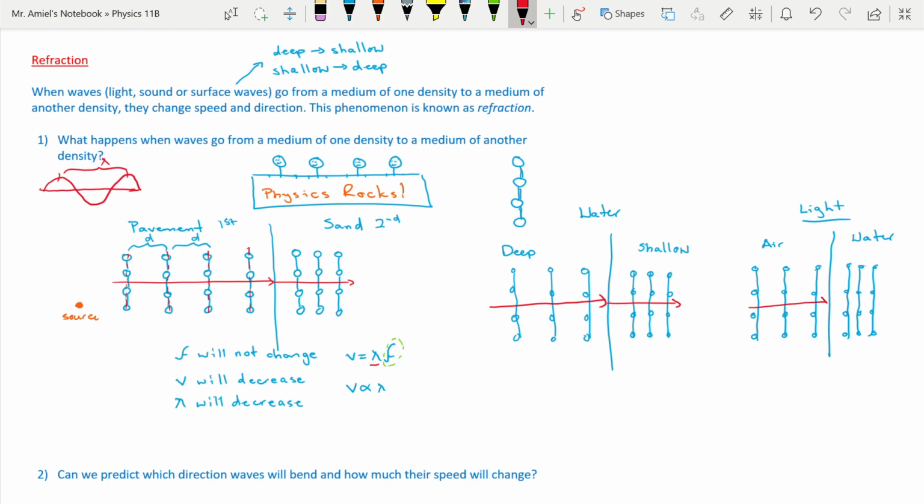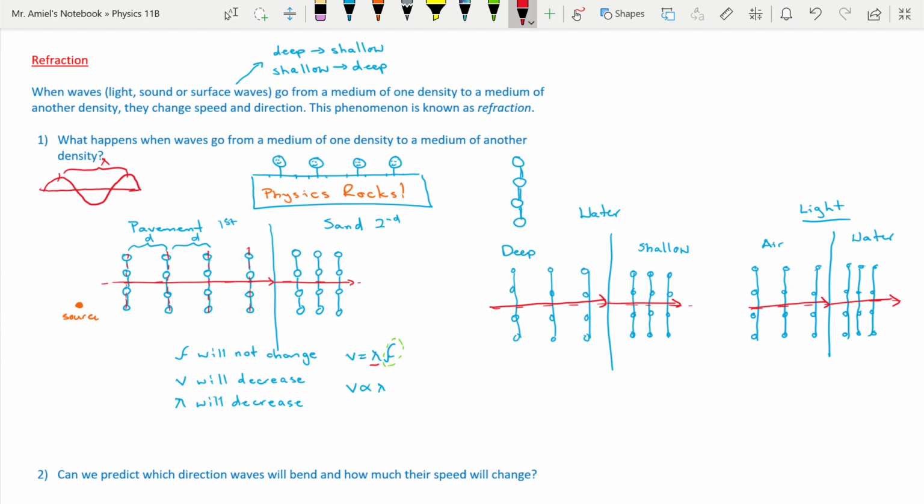If we're going straight from one medium to another medium, and what I mean when I say straight is we're going right along the normal line, then we're going to have our waves slow down if they're going from a less dense to a more dense medium, and their wavelength is going to decrease.